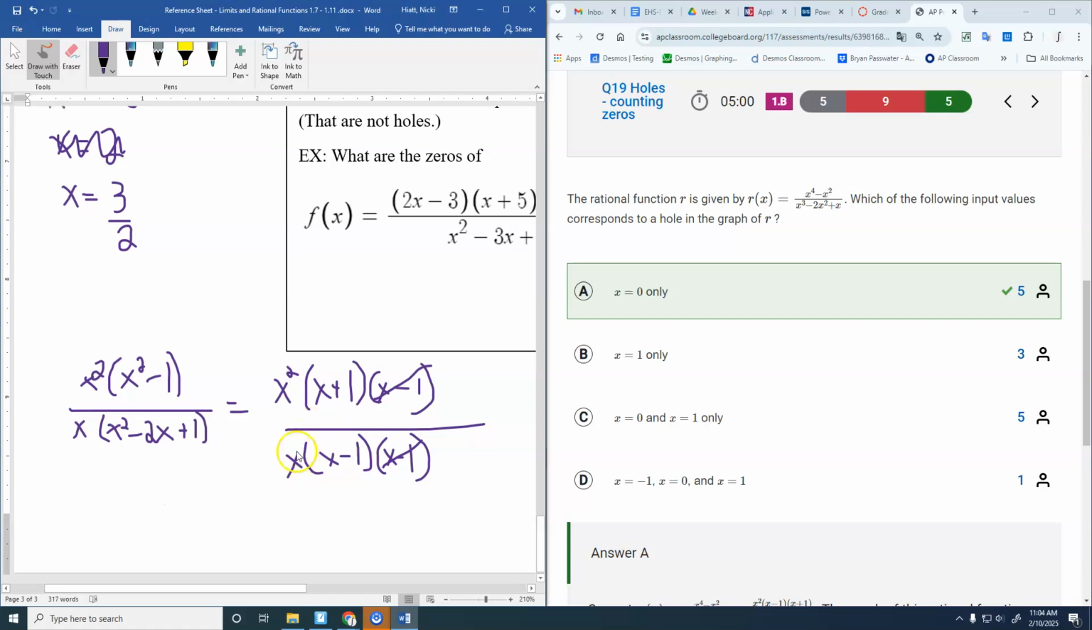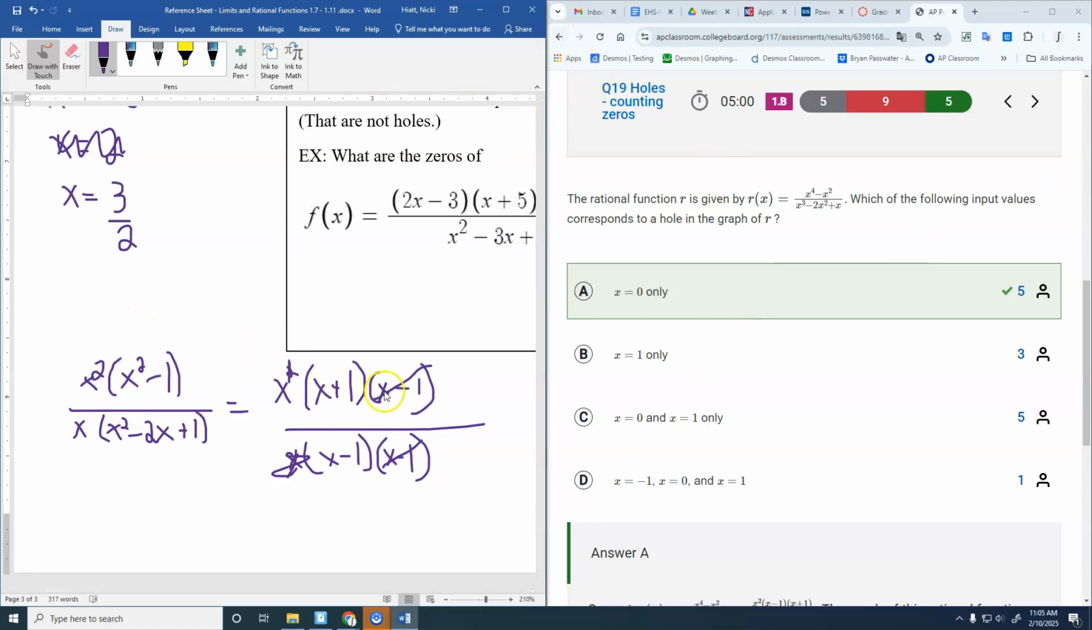But here, one of these x's in the bottom would cancel with one of these x's in the top. That is going to be a hole at x equals 0. You do have something left, but it's in the top, not the bottom. So x equals 0 is your answer for that one.